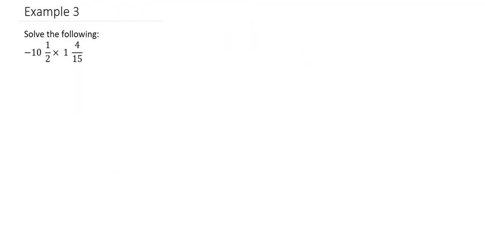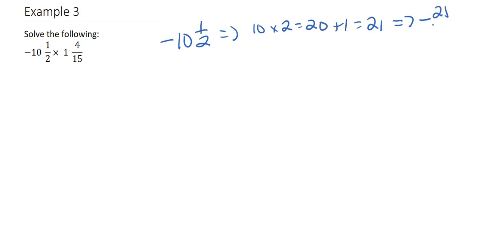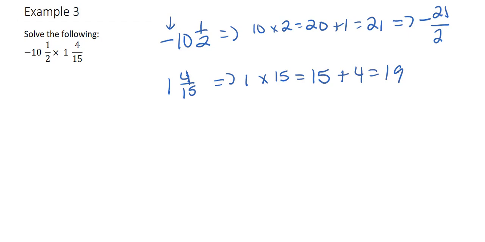Example 3, solve the following. We have negative 10.5 times 1 and 4 over 15. So let's change this to an improper fraction. So we have 10 times 2, that's 20, plus 1, that's 21. So what do we get? We really have negative 21 over 2, because we're going to keep that negative sign. One times 15 is equal to 15, plus 4, that's 19. So we get 19 over 15.